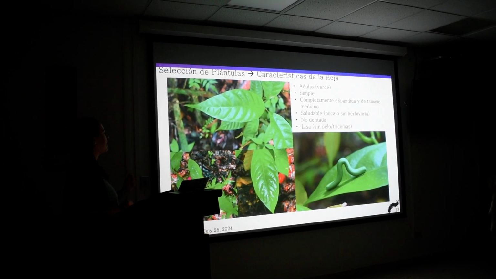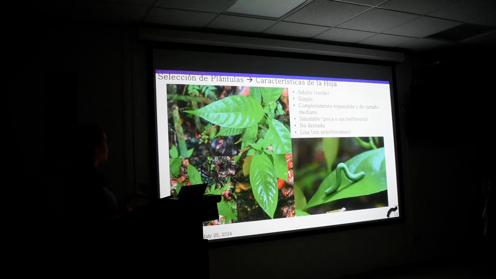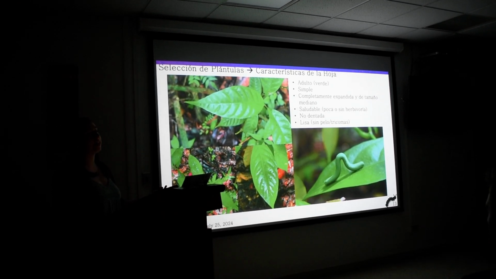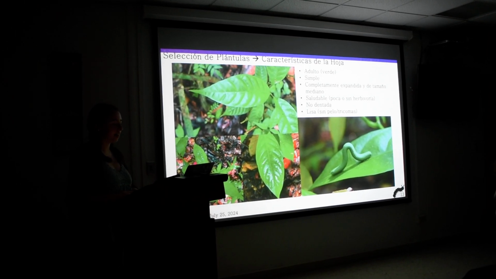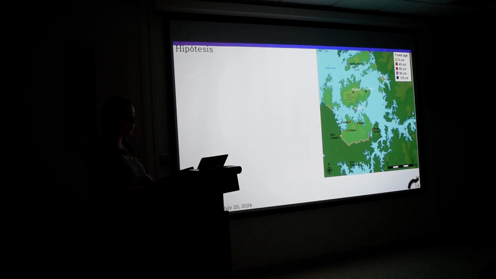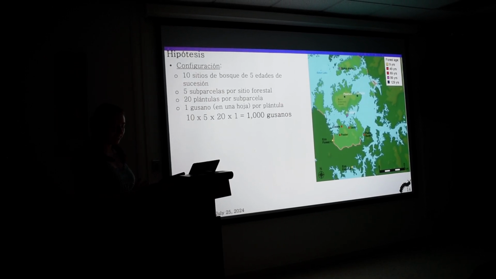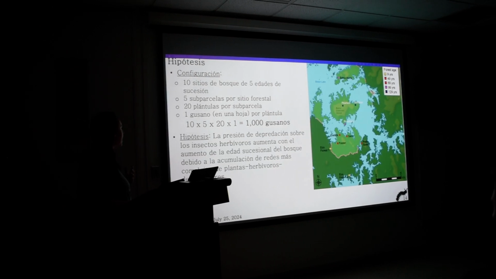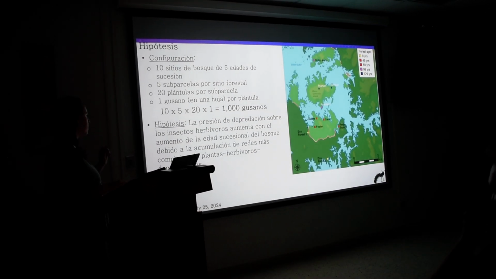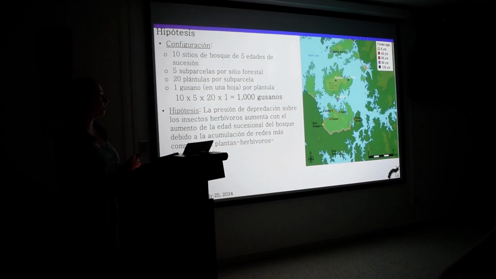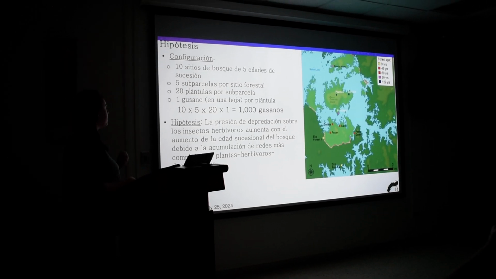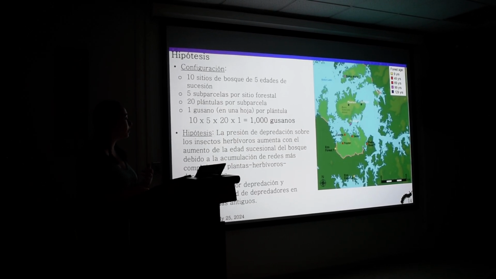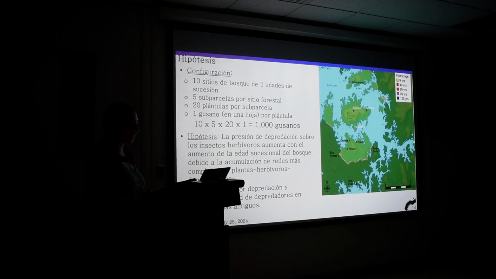And then we would place the plasticine caterpillar on that leaf along the midline vein for maximum stability, attached with just a little bit of glue, and we came back after 48 hours to see if there were any marks or visible evidence of attack. And so in total, we set out 1,000 caterpillars to test for variation in predation pressure along the secondary succession gradient. And we hypothesized that predation pressure of the insect herbivores increases with increasing successional age. And that's due to this buildup of plant herbivore predator networks. And so we predicted higher predation pressure and higher diversity of predators in older sites.